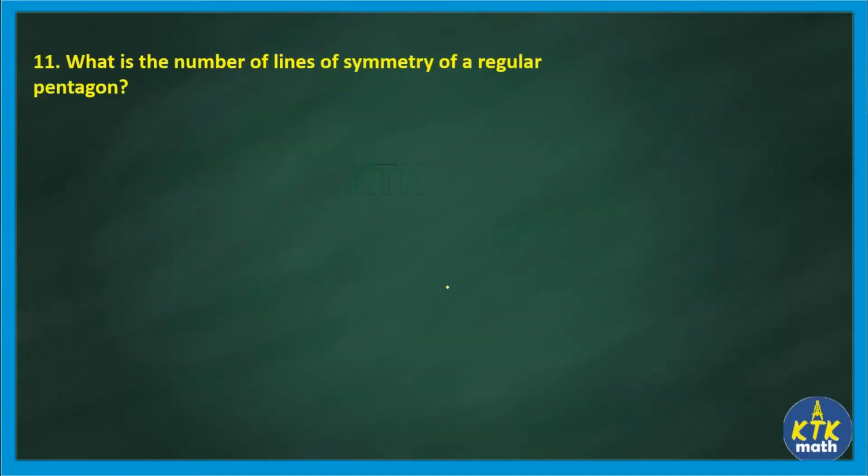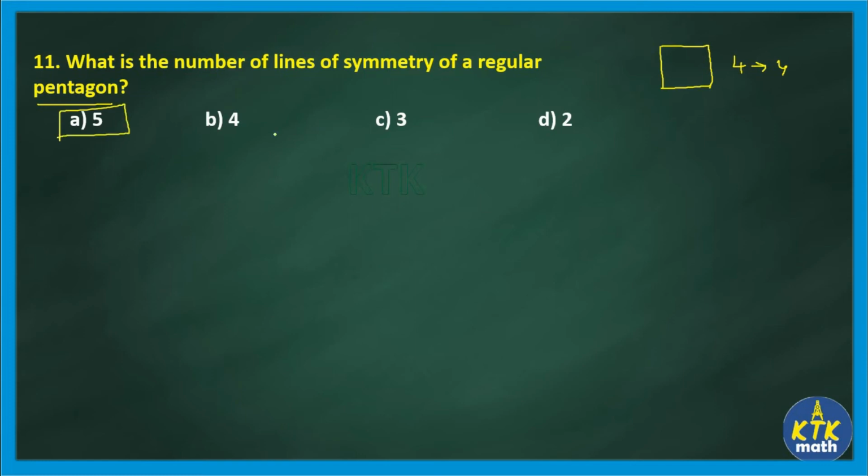Question number 11. What is the number of lines of symmetry of a regular pentagon? We know that regular shapes will have as many lines of symmetry as they have equal sides. For example, a square has four equal sides, therefore it has four lines of symmetry. The same way, a regular pentagon has five equal sides, therefore 5 is going to be the answer. It's a simple clue. Even for an equilateral triangle, all three sides are equal, hence you can draw three lines of symmetry. So whenever a shape is regular, you can draw as many lines of symmetry as it has equal sides. Is that clear?